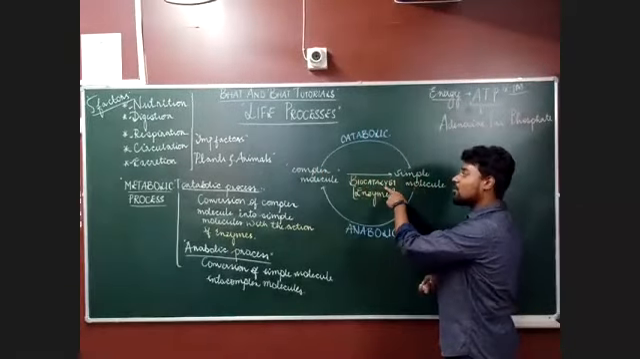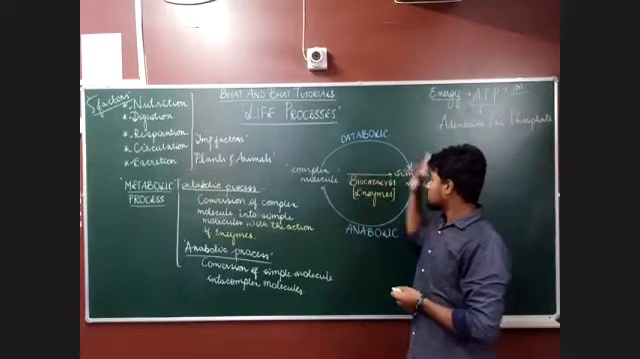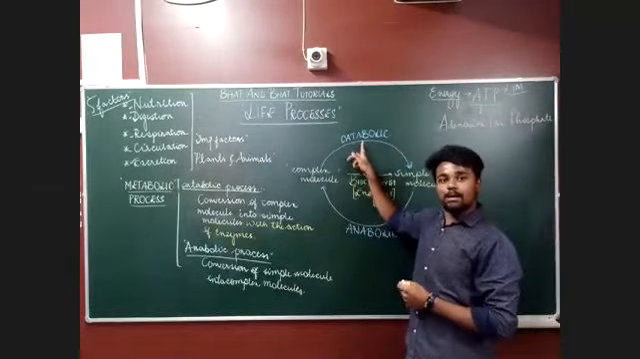You have to be very careful with the arrow mark. So let me write it like this. Yes, I hope you can see the direction of the arrow mark. So it is converting the complex to simple. What do we call this process? Conversion of complex to simple. We call it the catabolic process.